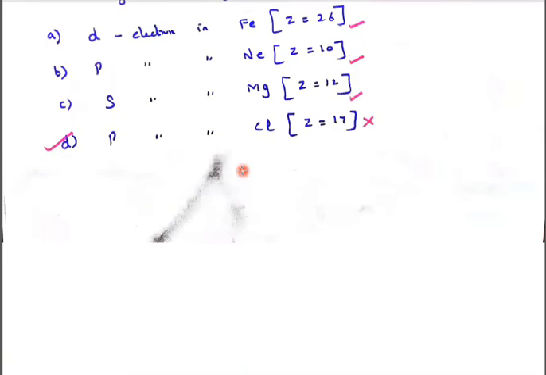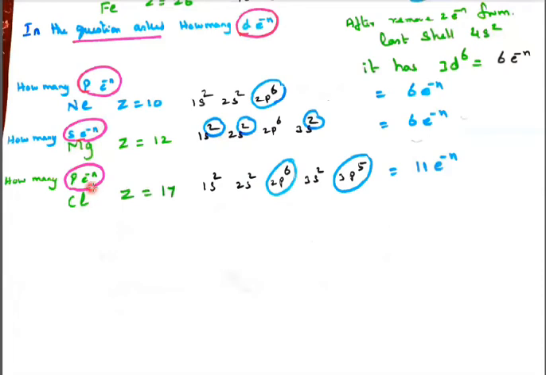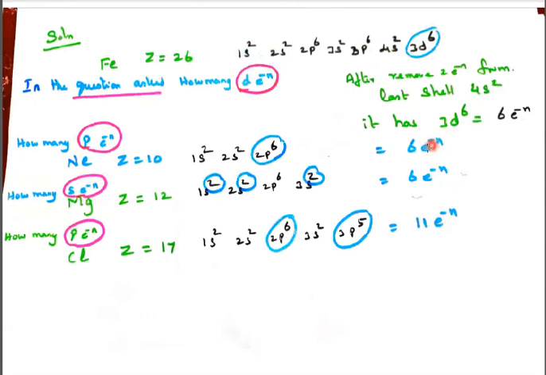Last option is how many p electrons in chlorine? Atomic number is 17: 1s2, 2s2, 2p6, 10 electrons, 3s2, 3p5. Totally 17 electrons. They asked how many p electrons. P electrons are 6 plus 5, 11 electrons. This one is not matching because all the others have an equal number of electrons. So d having 6, p having 6 and magnesium s having 6 electrons. Here the p electron count is 11.